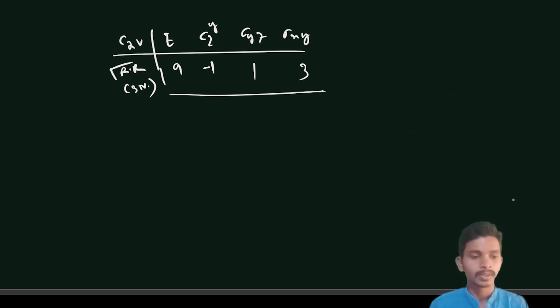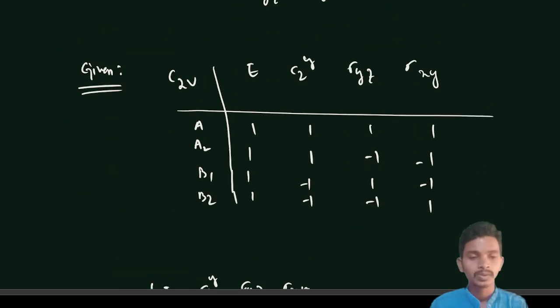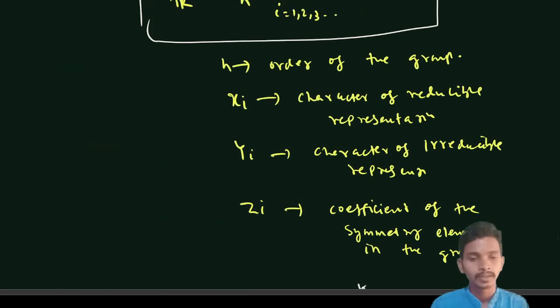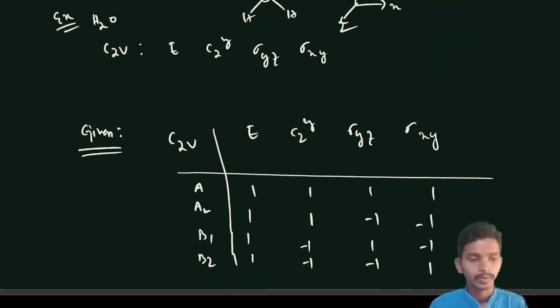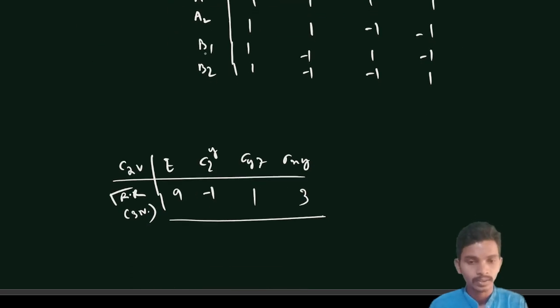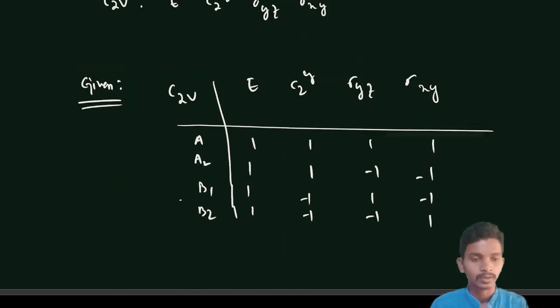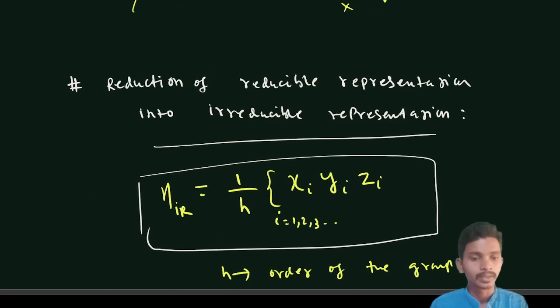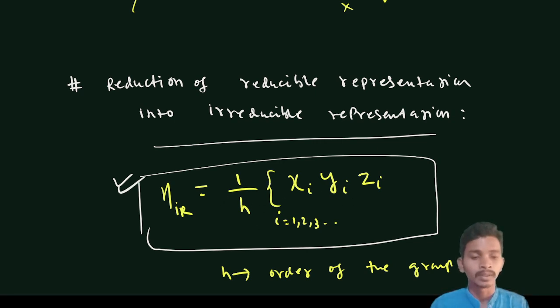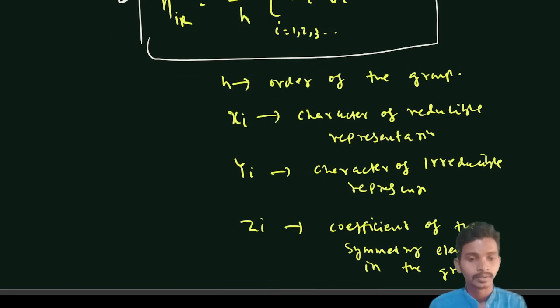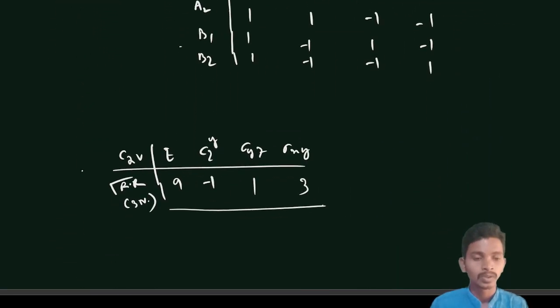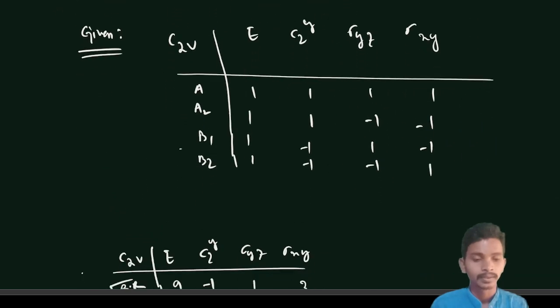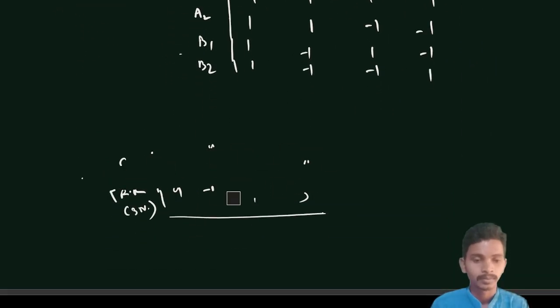Okay, so this much is given to you. Using this, we have to calculate the irreducible representations. So this will be given in the questions, this whole thing. Okay, so using this, we will calculate the irreducible representations by using this formula. So this formula you have to remember: 1 upon h into the summation of i from 1 to 3 of xi yi and zi. Okay, so how will you use it? We will use this formula to calculate it. So I will write this a little bit above.